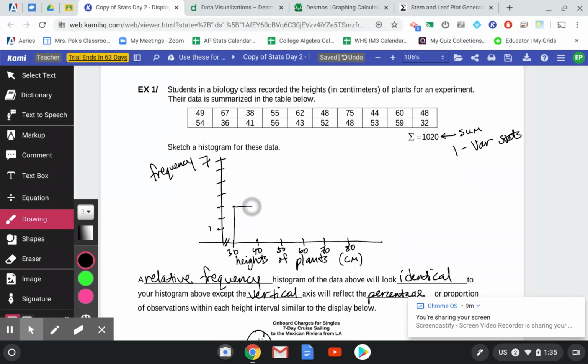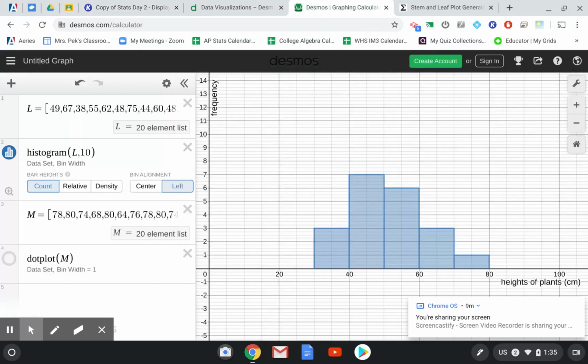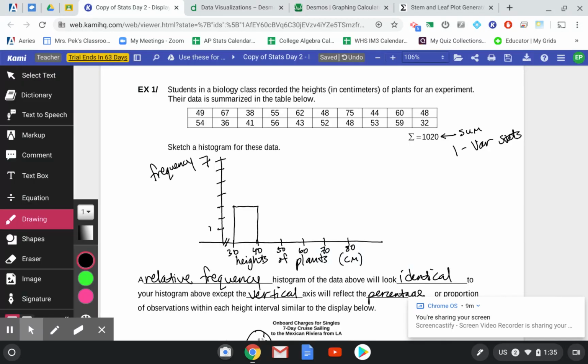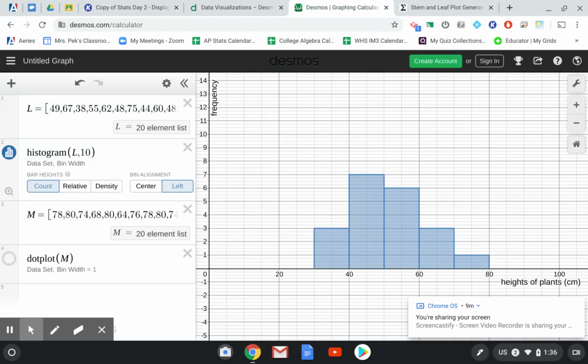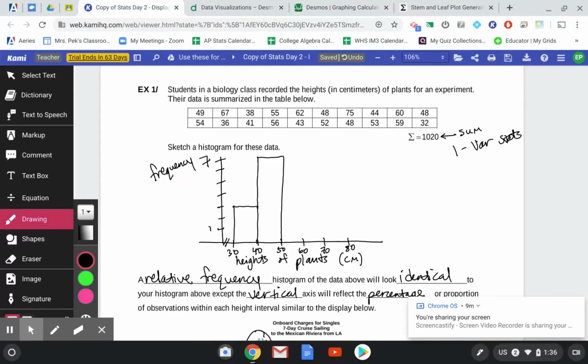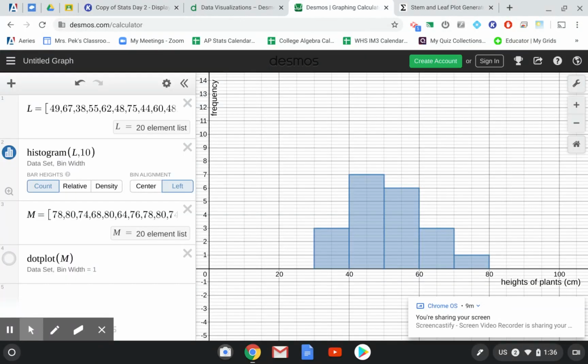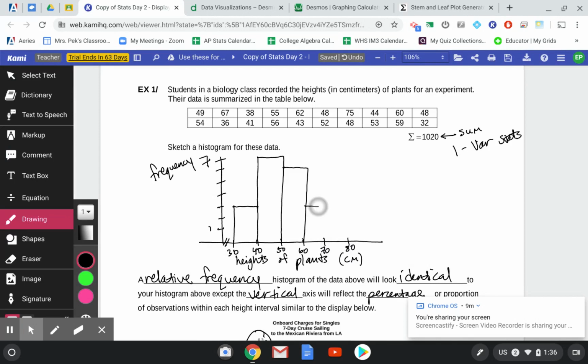Then I said that the first one went up to 3, so I'm going to draw that up to 3. The second interval from 40 to 50 went all the way up to 7. And again, try to make them the same width. From 50 to 60, we went up to 6. From 60 to 70, we were back down at 3. And 70 to 80, I was down at 1. All right, and there is our histogram.